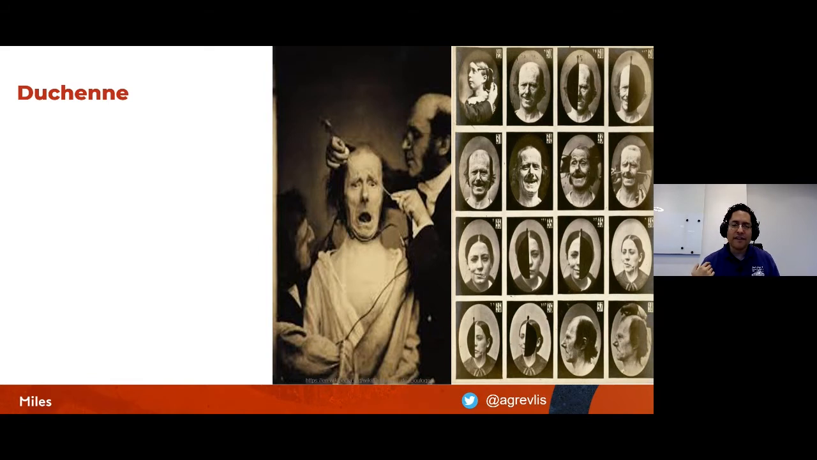And then he published this in a book where he could identify 60 discrete emotions, mapping them from a photograph to an emotion.